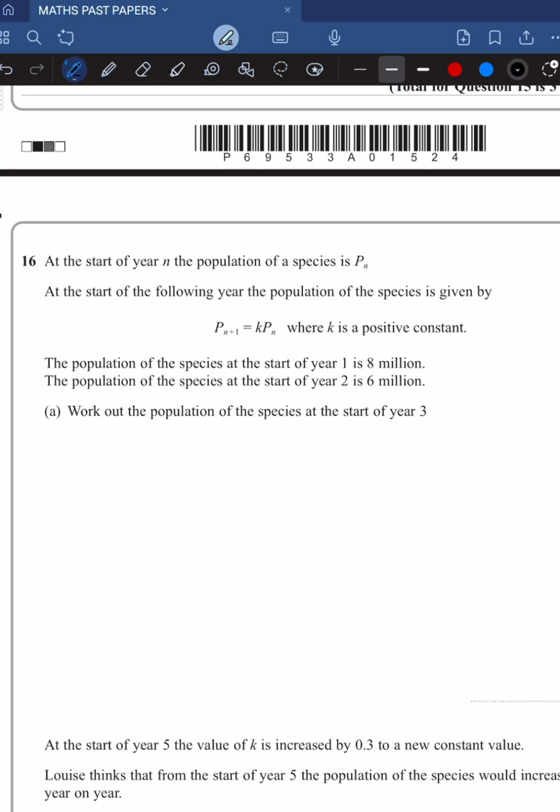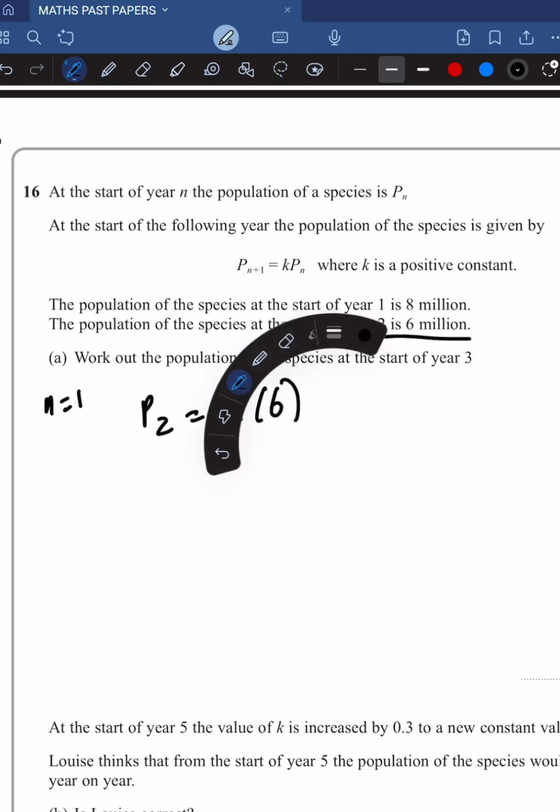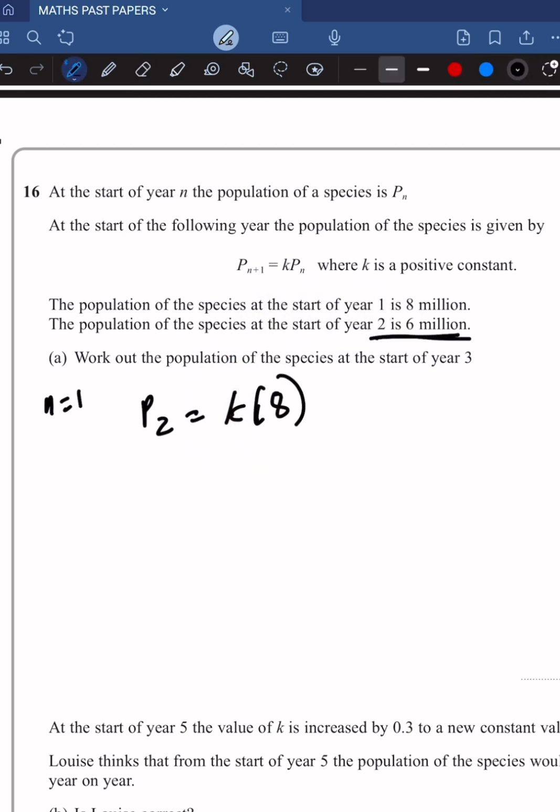So over here we have a bit of iteration. When n equals 1, P2 equals K times P1. We know that the population in year 1 is 8 million, and P2, the population in year 2, is 6 million. So 6 over 8 equals K. Therefore, K equals 3 over 4.